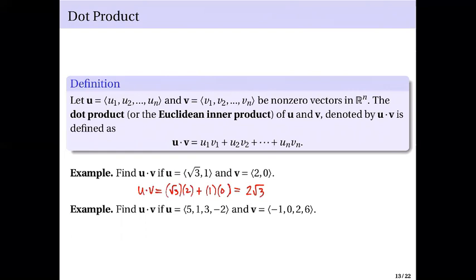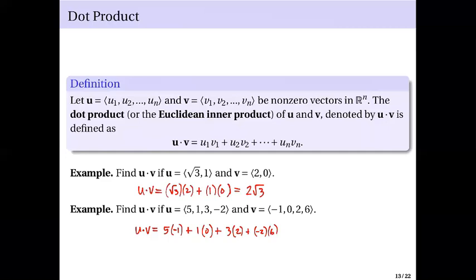Okay? 2 square root of 3. For the second problem here, u dot v, this is 5 times negative 1 plus 1 times 0 plus 3 times 2 plus negative 2 times 6.